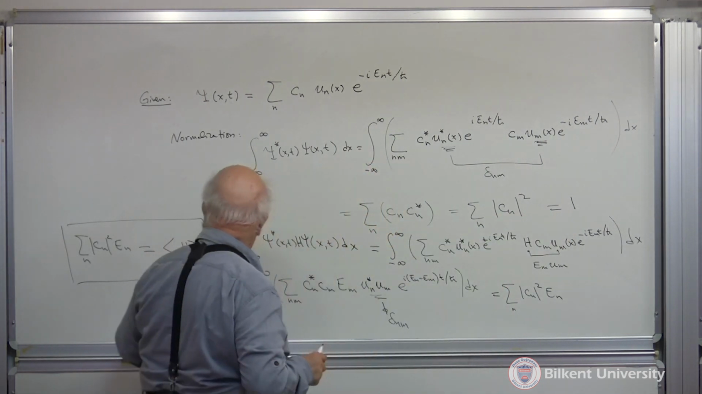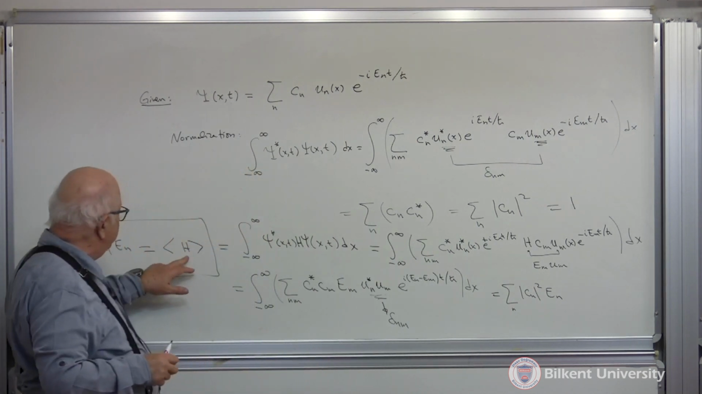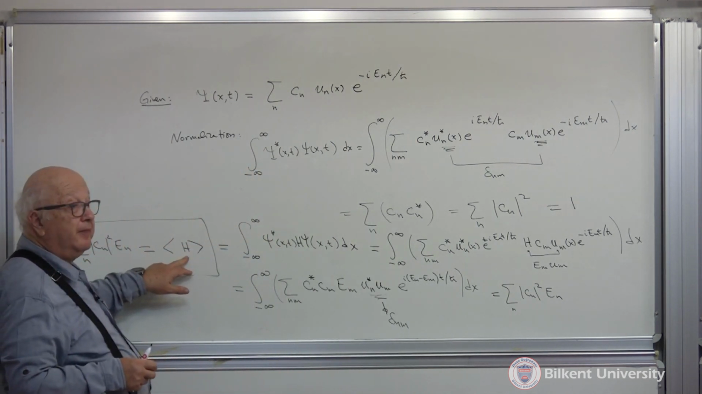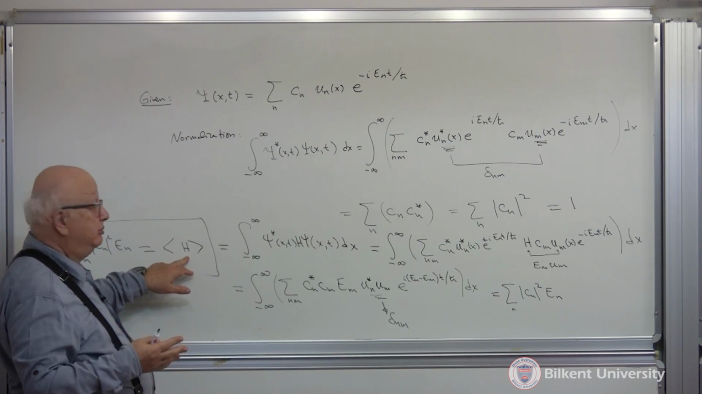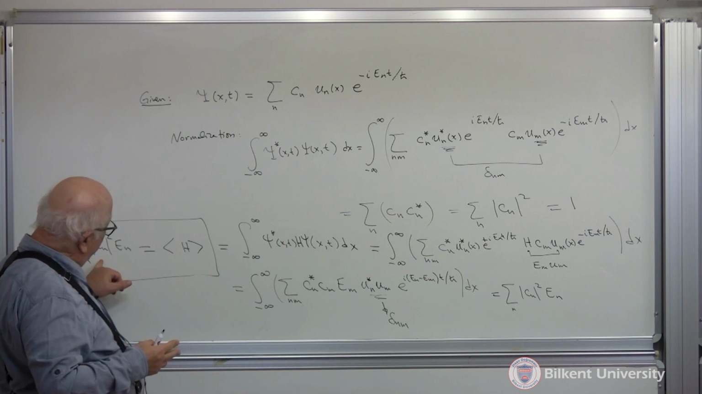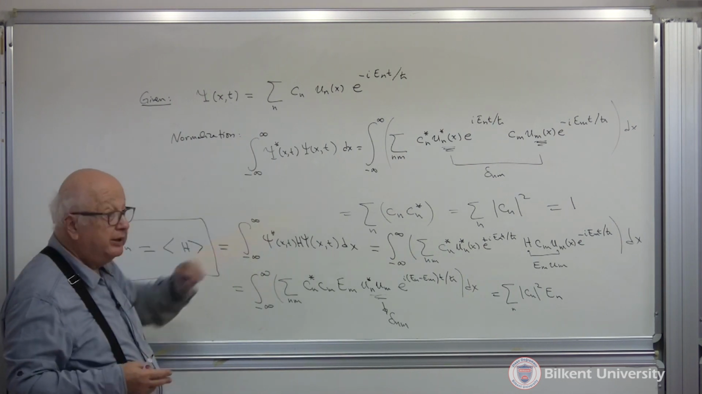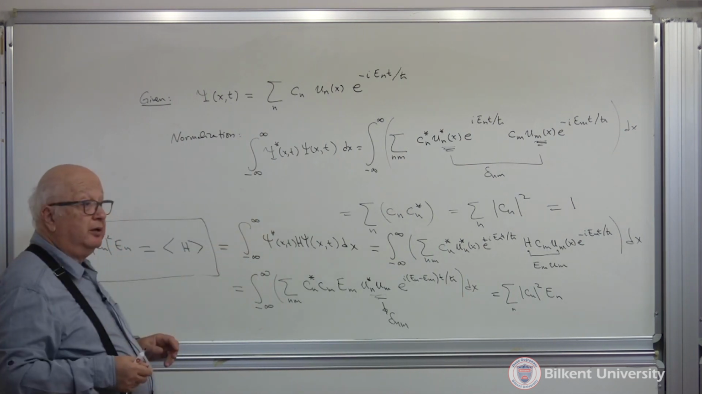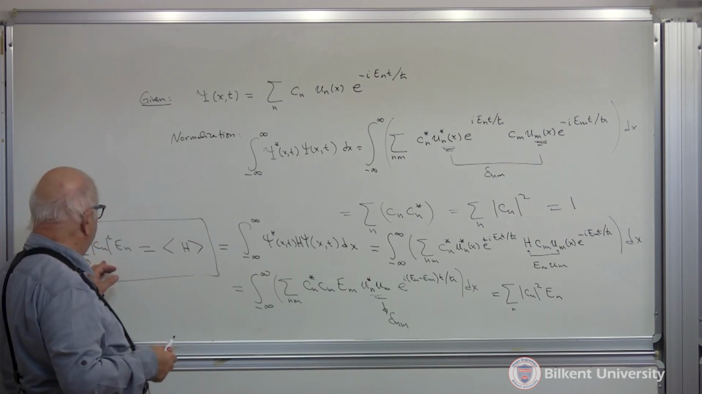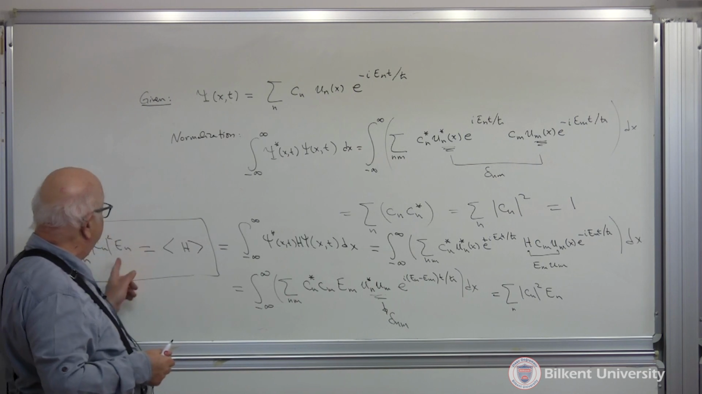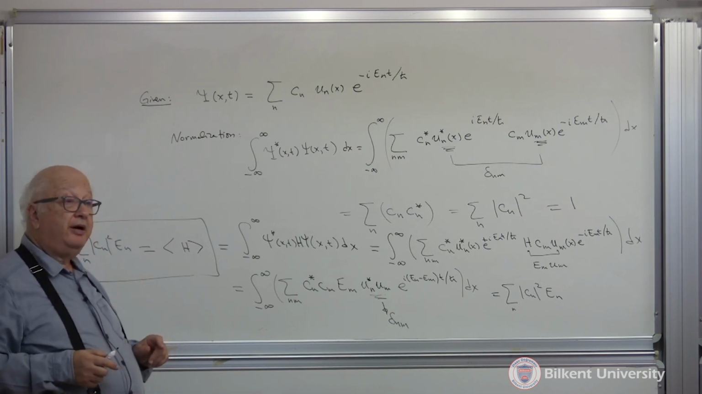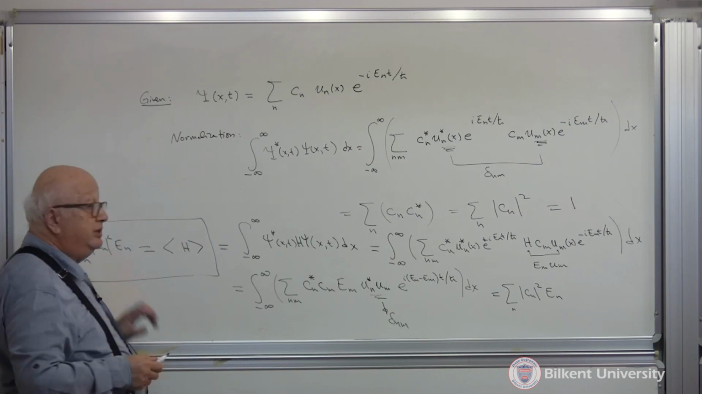Now here I have the average value of E, the expectation value of the total energy, which is |C1|² times E1, |C2|² times E2, etc. So this now gives me an average of the energy. So how can I interpret these Cn's?